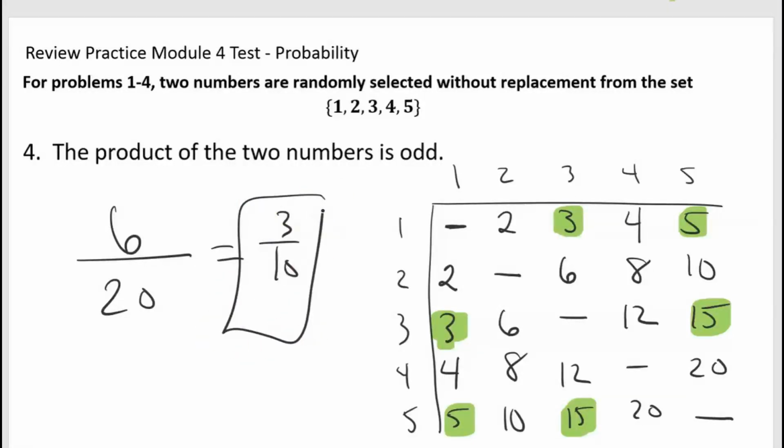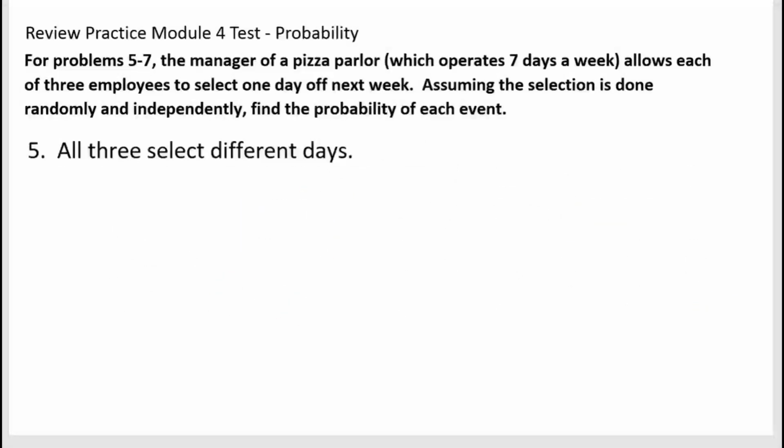Okay, so for the next problem, for 5 through 7, the manager of a pizza parlor, which operates 7 days a week, allows each of 3 employees to select 1 day off next week. Assuming the selection is done randomly, which means they're not picking a preference, you just randomly pick a day off out of the 7. And independently basically means that one person's selection is not going to affect another person's selection.